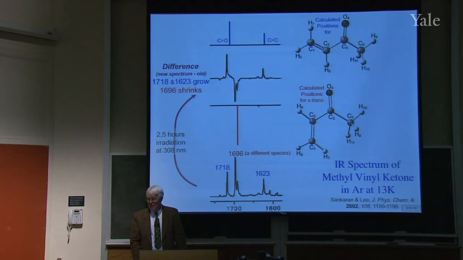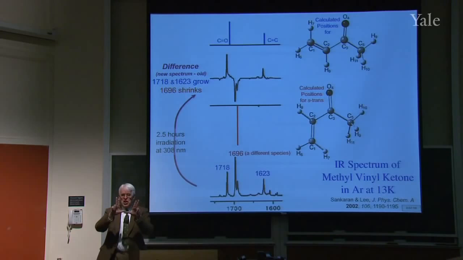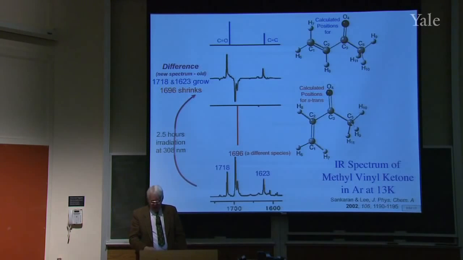What's the difference? It's the conformation around that central bond. They're both planar, but one is eclipsed and the other is anti. Okay? And if you calculate the spectra for the one where the two double bonds are trans to one another, you see a very strong peak at 1696 and hardly anything at the low frequency.